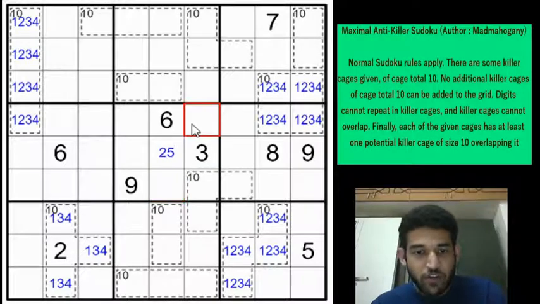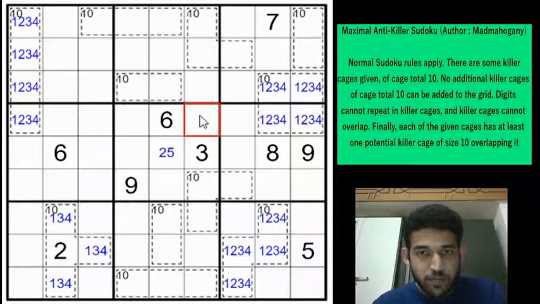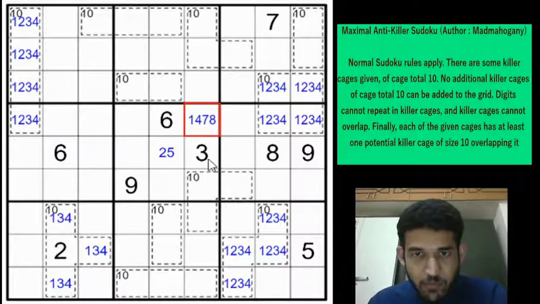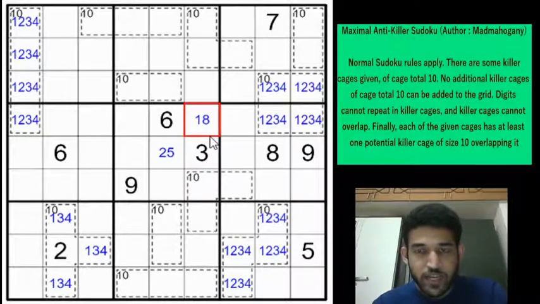And similarly, if you have a 2, 5 here, then these 3 cells will sum up to 10. So you can eliminate the 2, 5 from these 3 cells, right? So the remaining possibilities are 1, 4, 7 and 8 here. But can you have a 7 or a 4? No, right? Because then we are making 2 cell killer cages which add up to 10. So we can eliminate the 4 and 7.